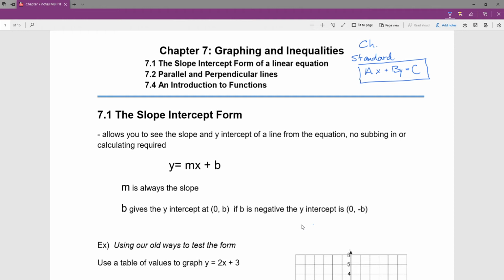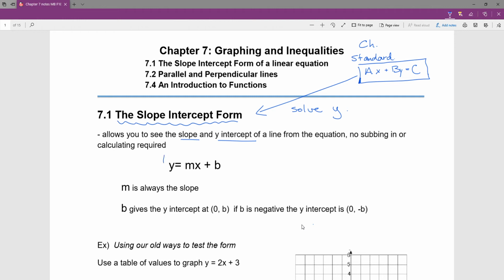And the reason why we were solving for y in a fairly specific way was this 7.1, the slope-intercept form of a linear equation. So what it does is it takes the standard form linear equation and solves it for y. And the reason why this is so awesome is that it allows you to see the slope and the y-intercept of a line direct from the equation. No subbing in, no calculating the intercepts, no XY charts, none of that.